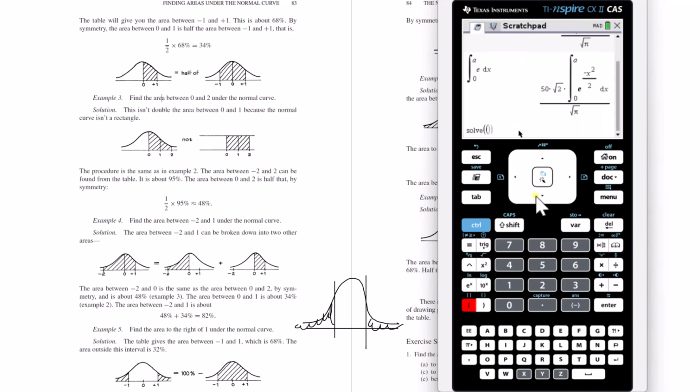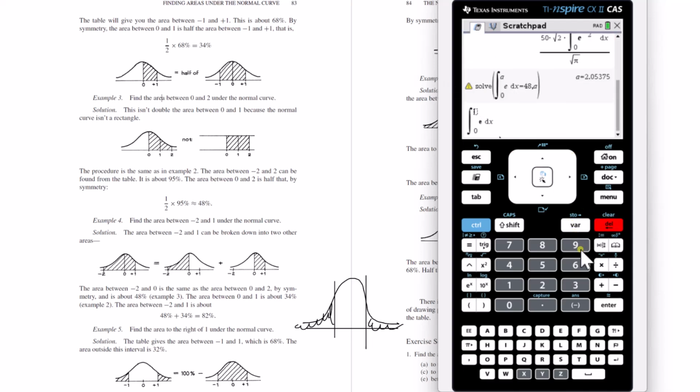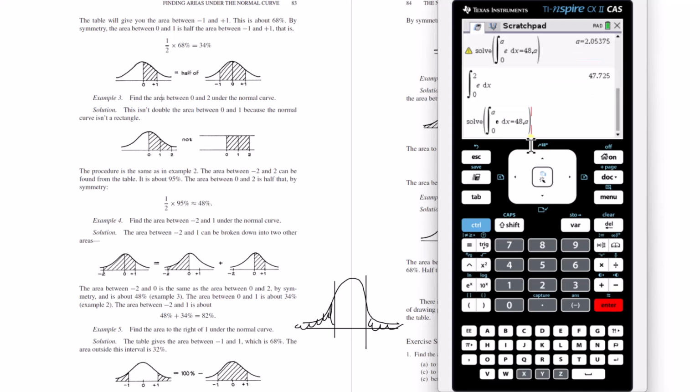solve this, which is equal to 48. Solve for a. There it is, 2.05. Why is it not exactly 2? Because you have to get the exact number. There you go. So if we put that in, 47.725, we get 2. Okay.